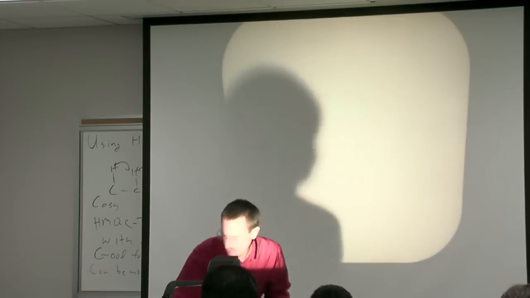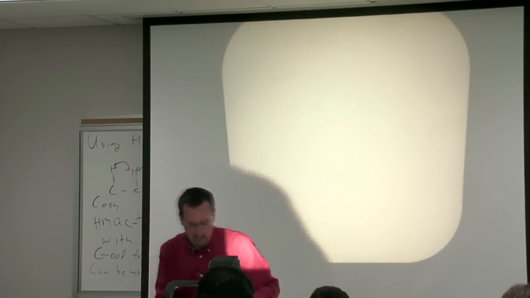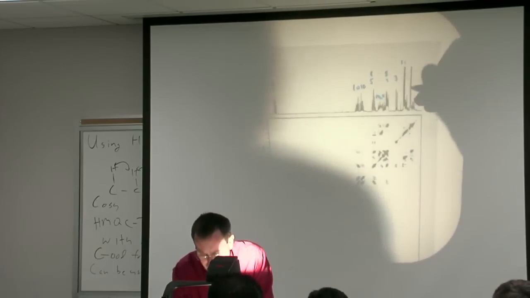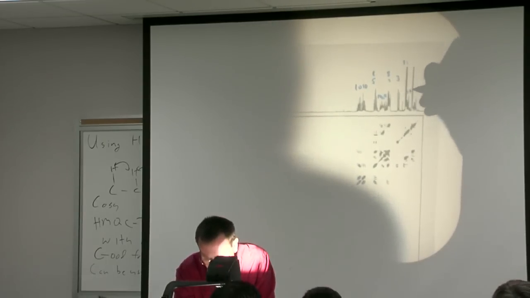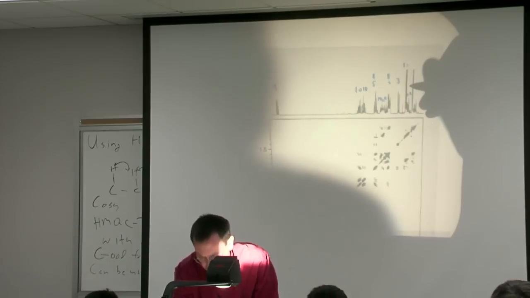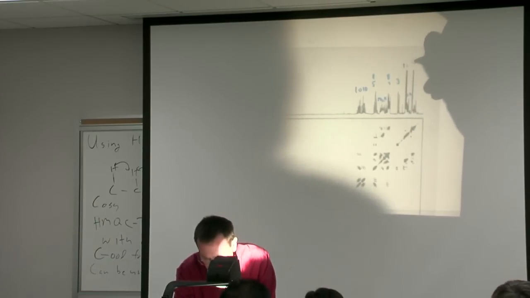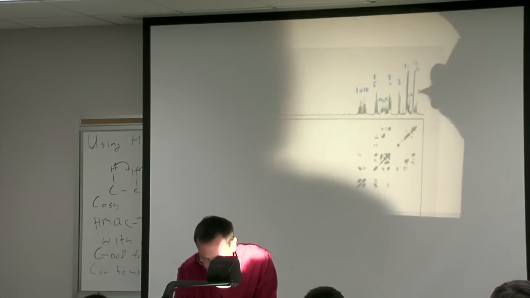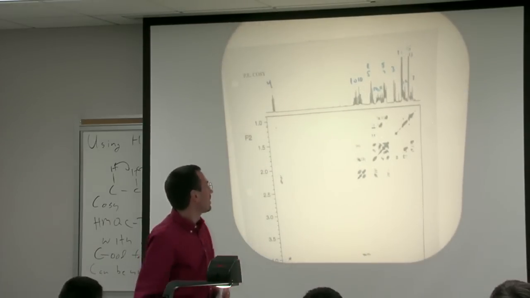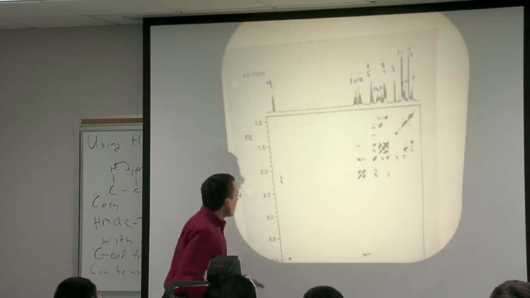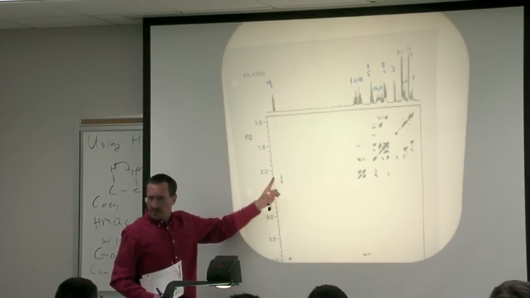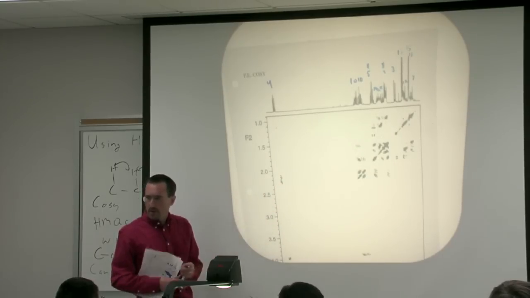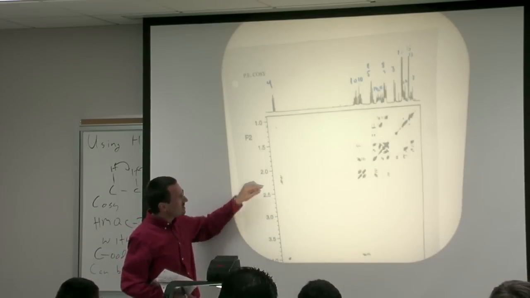So let me transcribe all of those numbers over here. So we have 9, 11, 12, 15 and 13 here, and then 7. So COSY, this is a phase-sensitive COSY, and I'll probably talk about this technique in Friday's lecture.